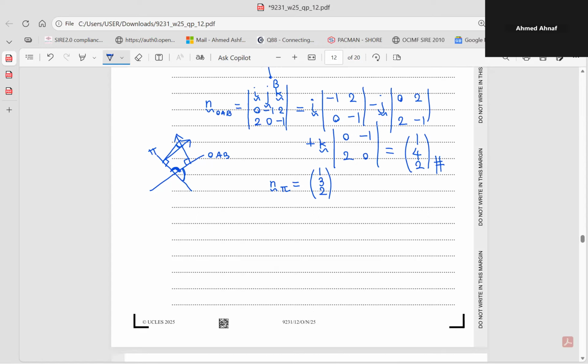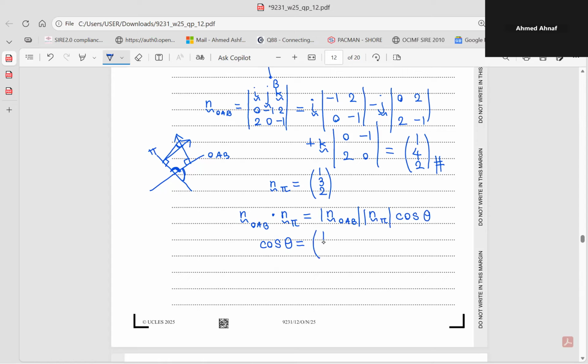Okay, so we can use the scalar product. So the normal of OAB dotted with the normal of pi is equal to the product of both moduli times the cosine of the angle. I'm just going to call it theta for now. So cosine theta.